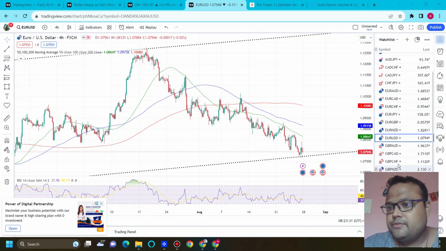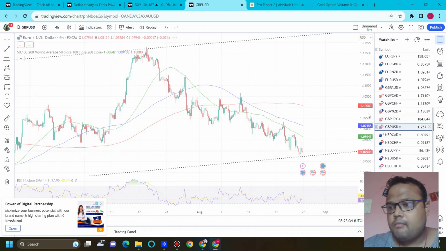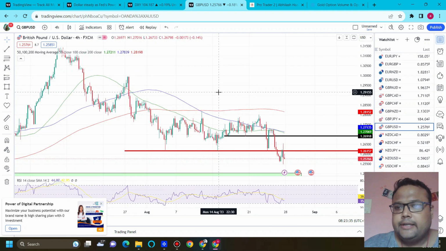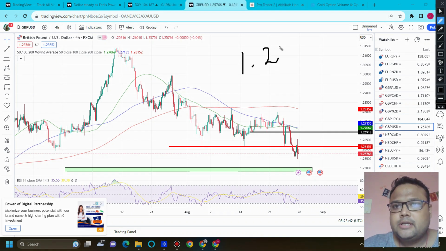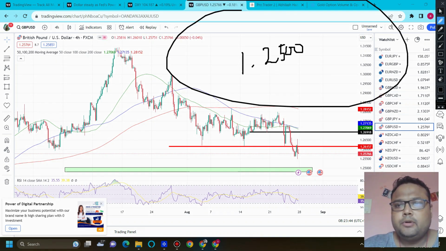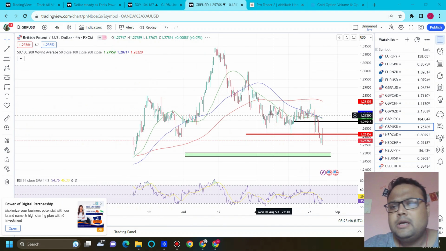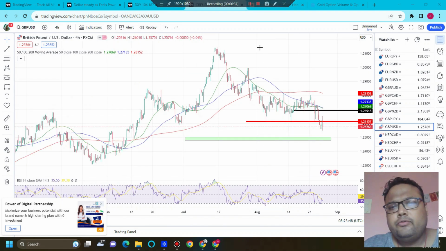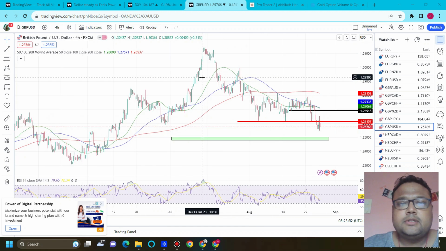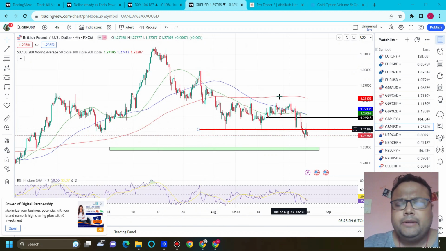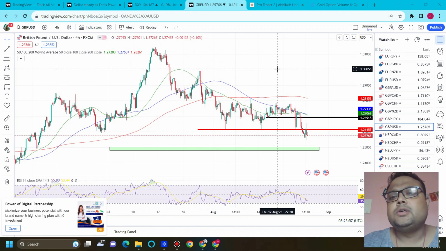And if you look at the chart of GBP USD, then GBP USD closed at 1.2576. GBP USD's next good support is around 1.2500. 1.2500 is a good round number, and I believe around 1.2500, 1.2490, GBP USD will receive the required support. If not a complete trend reversal, at least you can expect a good bounce.